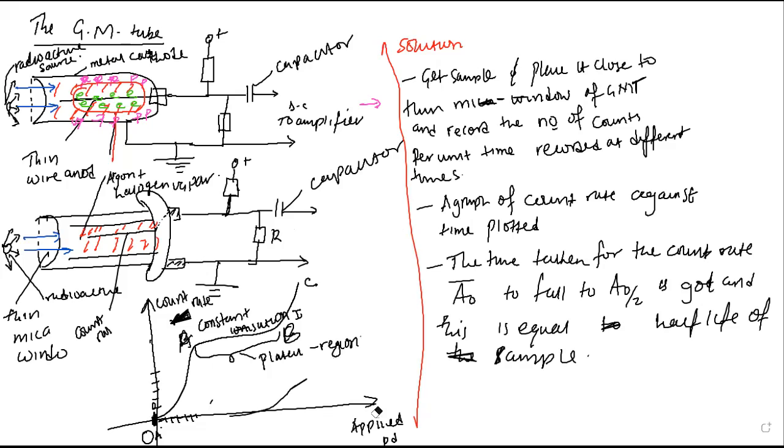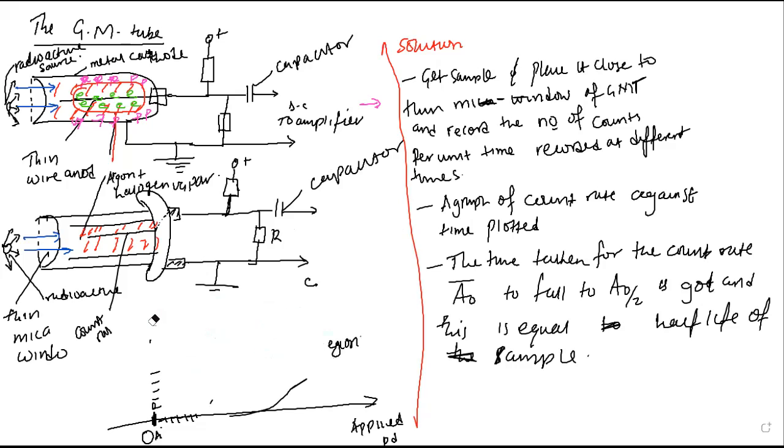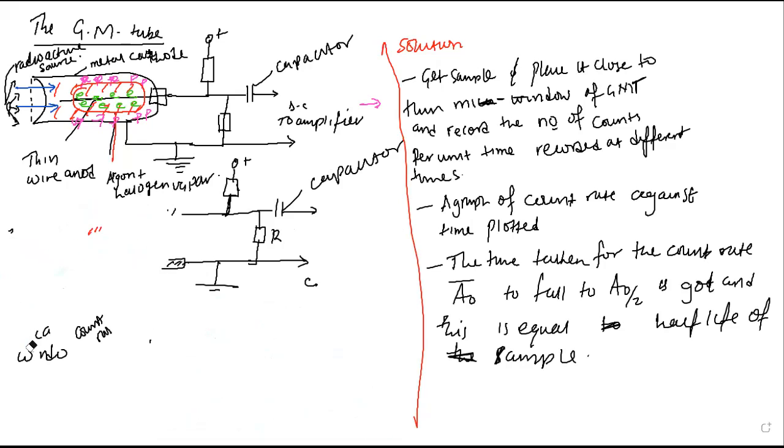Wait. No, then we have to repeat the whole thing. Let me repeat this explanation. I was explaining for the ionization chamber instead of the GM tube when I drew these two diagrams. It's okay, let's review that.